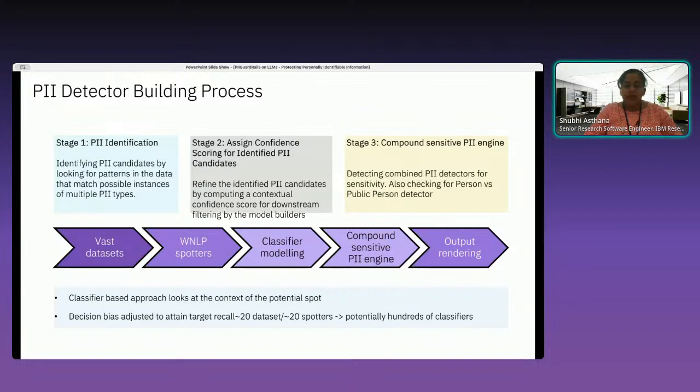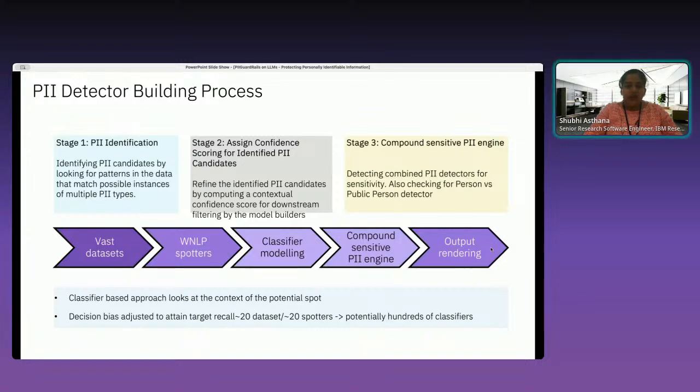And lastly, the compound sensitive engine. So we look at whether we are just exposing the simple PII types like a person's name, or it's more complex, like if it's revealing a person's name and his date of birth, or a person's name and his mother's name, etc.